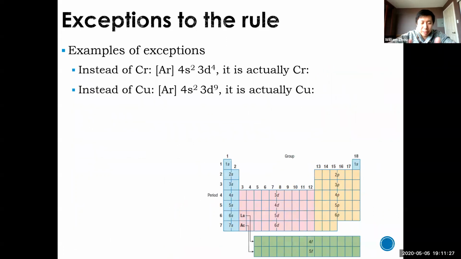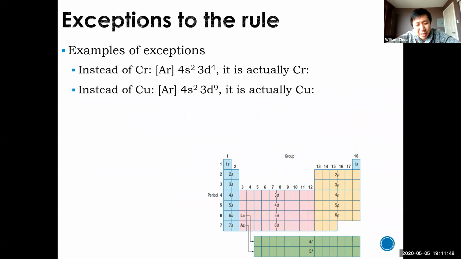So let's look at chromium and copper, the two classic ones. Chromium, if you just write it out normally, you would have argon with 4s2 3d4. The sight of a 3d4 should really hurt your eyes. That should sound like fingernails on a chalkboard. You want to fix that.